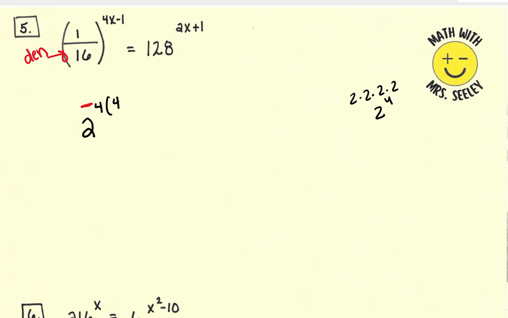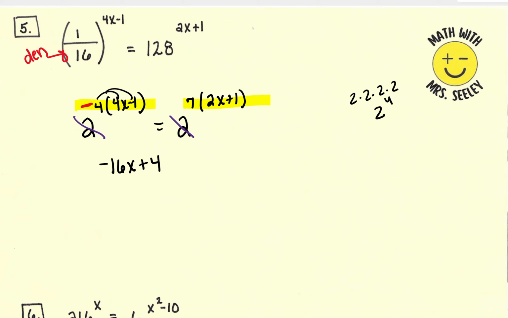And then bring down your 4x minus 1. And then over here, play with the calculator, play with those numbers till you can get it's 2 to the 7th power. That's what equals 128. Okay, I'm going to drop the bases so I can set my exponents equal. And that's going to give me, distribute, negative 16x plus 4. Watch your signs. A negative times a negative is a positive. And then here, 7 times 2 is 14x plus 7.